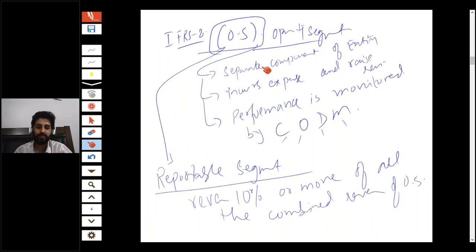An operating segment is any segment which is a separate component of the entity, which incurs separate expenses and a separate revenue stream. Its performance is monitored by the CODM, the Chief Operating Decision Maker. And this segment should be separately reported where its revenue is 10% or more of all the combined revenues.